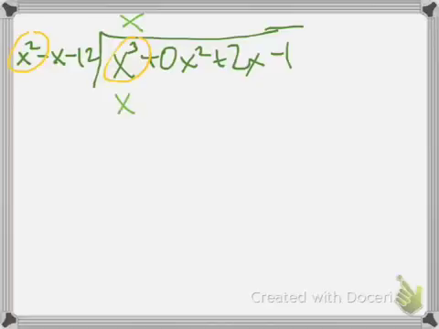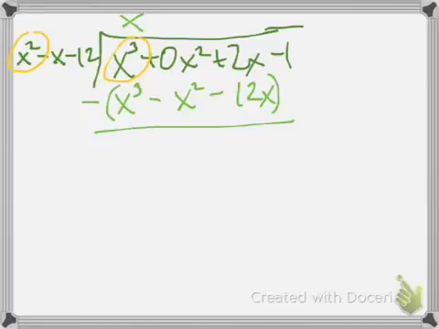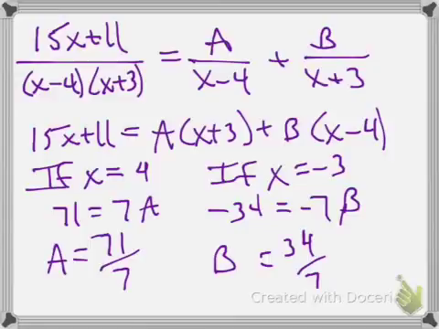So we're going to get x cubed minus x squared minus 12x. Now, the long division algorithm says we have to subtract. The x cubed minus x cubed is going to cancel. 0x squared minus negative x squared is going to give us x squared.